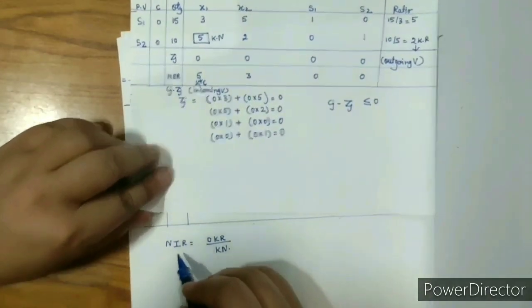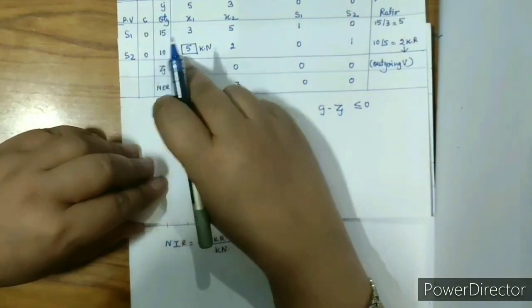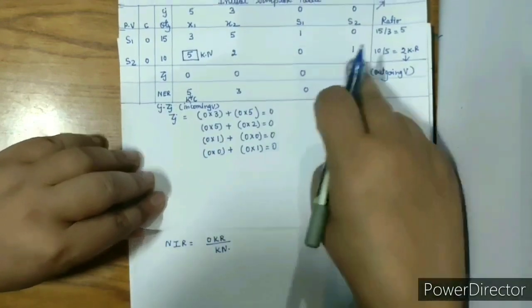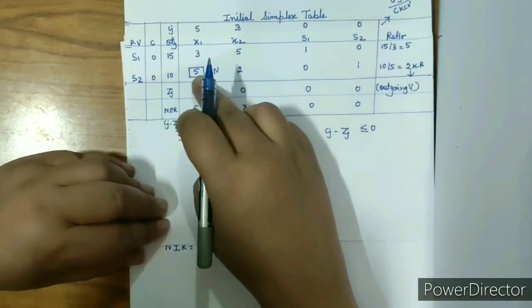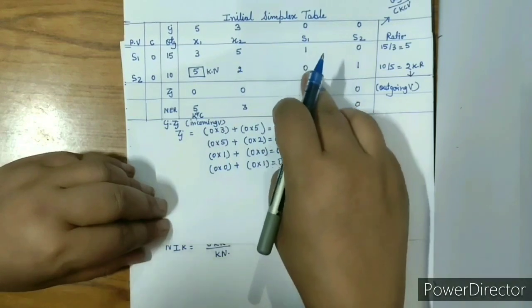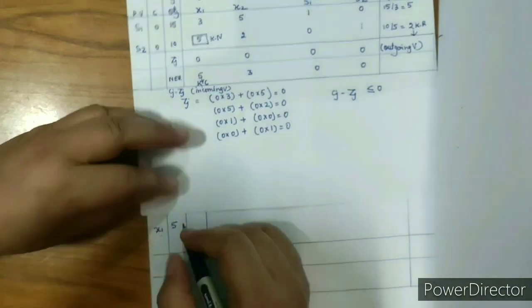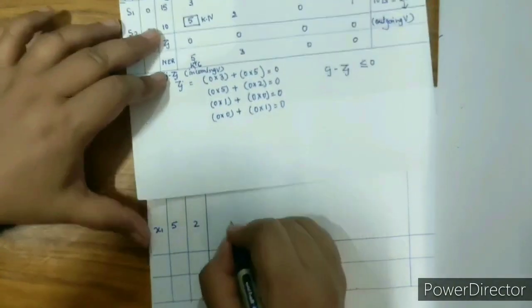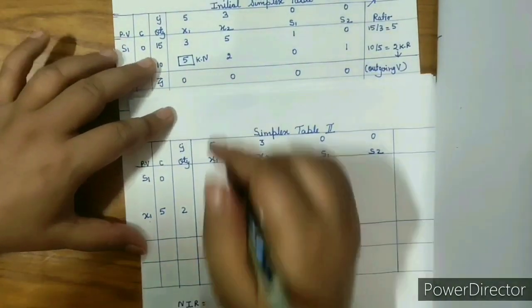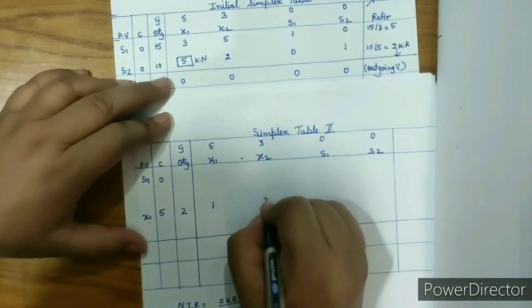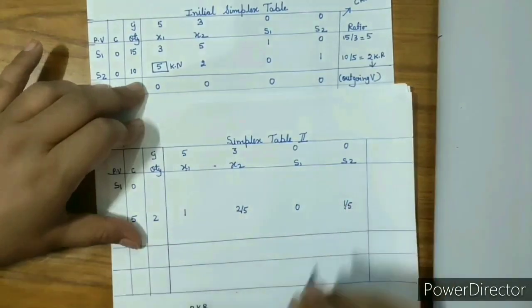Now, new incoming row. The formula: old key row 10, 5, 2, 0, 1 divided by key number. Key number is 5, so 10 by 5, 5 by 5, 2 by 5, 0 by 5, 1 by 5. So we write here 10 by 5 is 2, 5 by 5 is 1, 2 by 5, 0 by 5 is 0, and 1 by 5.